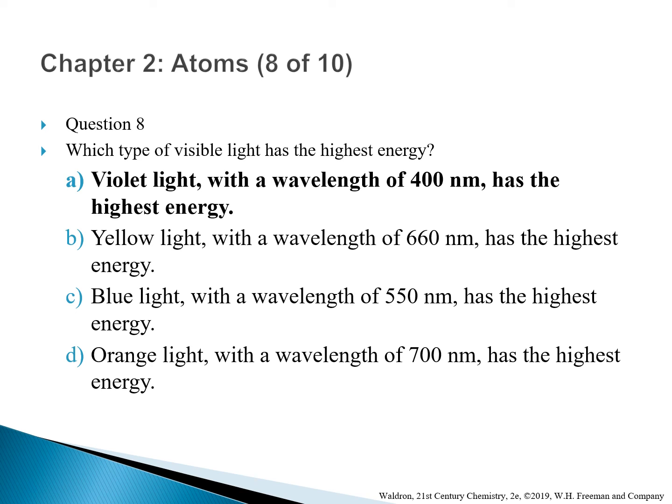You may not remember the exact order of these visible lights in the electromagnetic spectrum. However, you can simply look at the wavelengths of each light. Recall that the shorter the wavelength, the higher the frequency, the higher the energy. So you can simply compare the 400 nanometers, 660 nanometers, 550 nanometers, and the 700 nanometers. Find the smallest number, 400 nanometers. It is the shortest in wavelength. It is the highest in frequency out of the four, therefore it is the highest in energy.